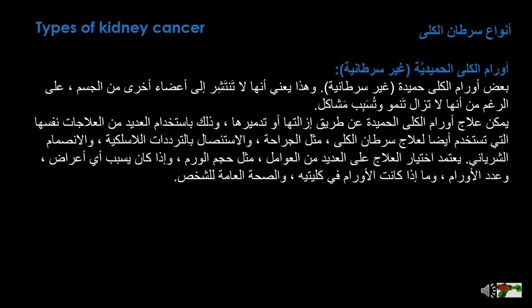Benign kidney tumors can be treated by removing or destroying them, using many of the same treatments that are also used for kidney cancers, such as surgery, radiofrequency ablation, and arterial embolization. The choice of treatment depends on many factors, such as the size of the tumor and if it is causing any symptoms, the number of tumors, whether tumors are in both kidneys, and the person's general health.